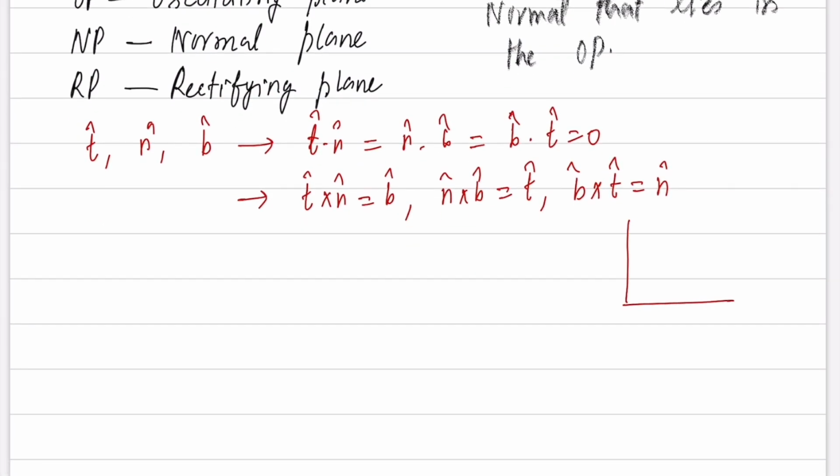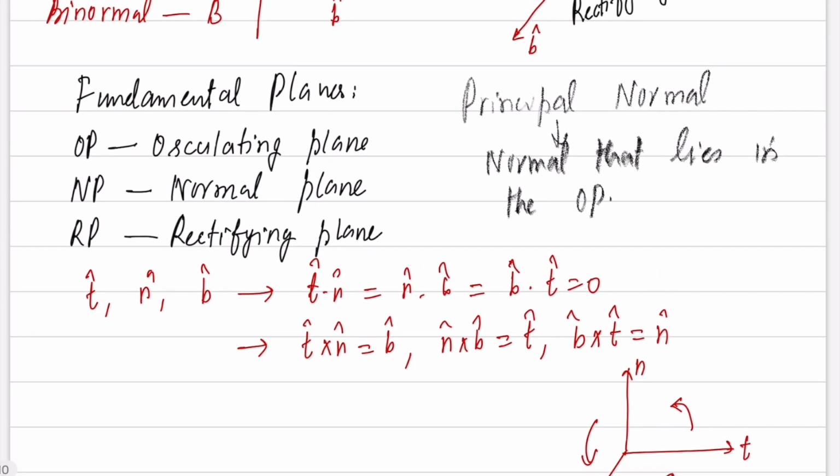So we have these three vectors T, N, B. The cross product of T and N is the vector B, so it is in the anti-clockwise direction. N cross B is equal to T, and B cross T is equal to N. And if we take the cross product in the reverse order, like N cross T, it will be equal to minus B, and so on.